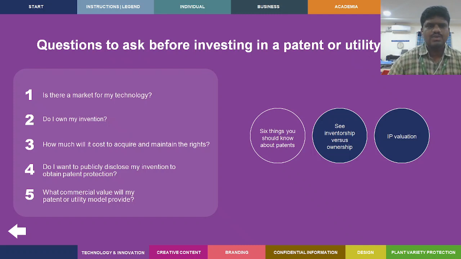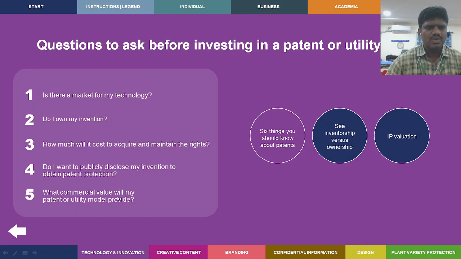Very important. Suppose you spend 100 rupees producing some product and you sell it for 10 rupees, you will not get a profit and you will get a loss, right? That type of idea won't work for business, so you should be careful about this. Do I want to publish or disclose my invention to obtain patent protection? You have to decide. All these things have to be decided by the person who is going to file the IPR.